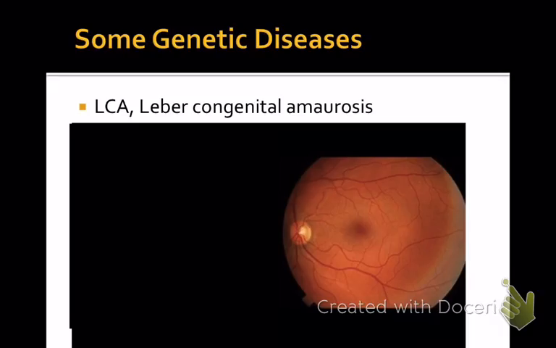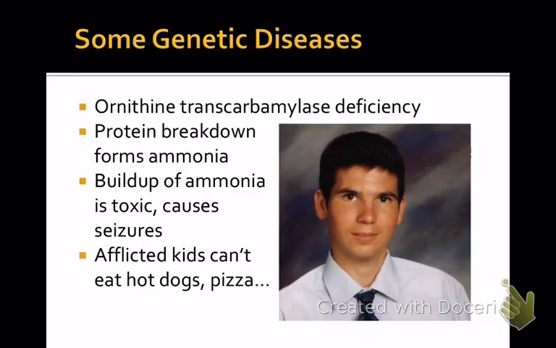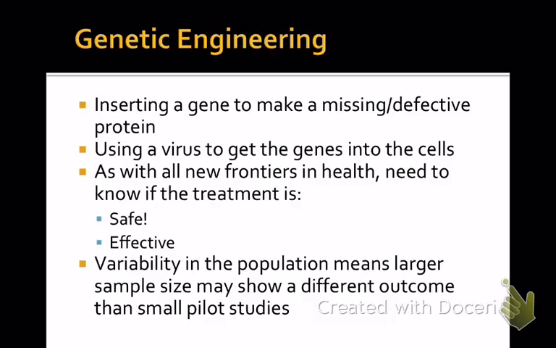Okay, so we talked about the Leber disease, LCA, and we looked at the changes in the retina. I'm going to go through these very quickly because they were also in the other recorded PowerPoint. And the effect of the ornithine cycle, that enzyme that is deficient and causes ammonia buildup. And the idea that genetic engineering can be used to actually fix genetic mutations.